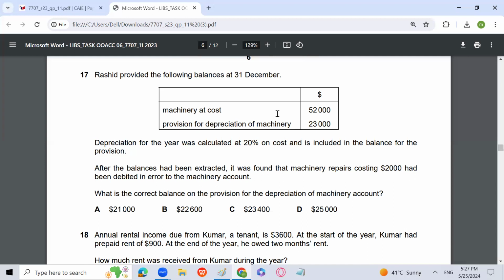What you will do: unfortunately, you have recorded a machinery repair, which is an expense, as an asset, as machinery. It means that for 2,000, you have recorded it as a non-current asset. So you have charged depreciation also on that wrongly, which is 20%. So that is going to be 400. You have charged depreciation of 400, which should not have been charged. So the answer is going to be 22,600. The balance of the provision for depreciation account should not have been 23,000. It should have been less by 400, which is 22,600. So B is going to be the answer for this question.